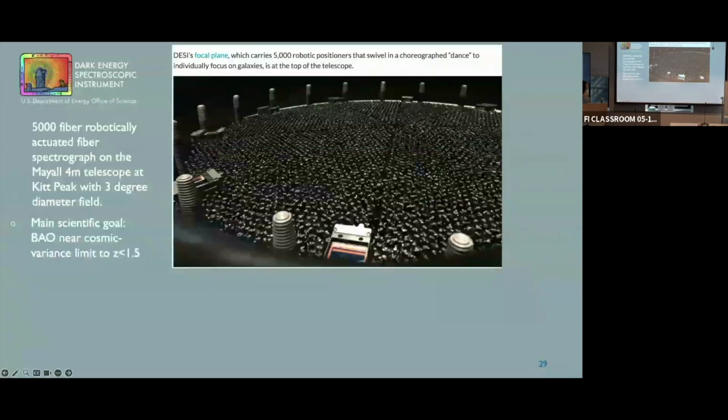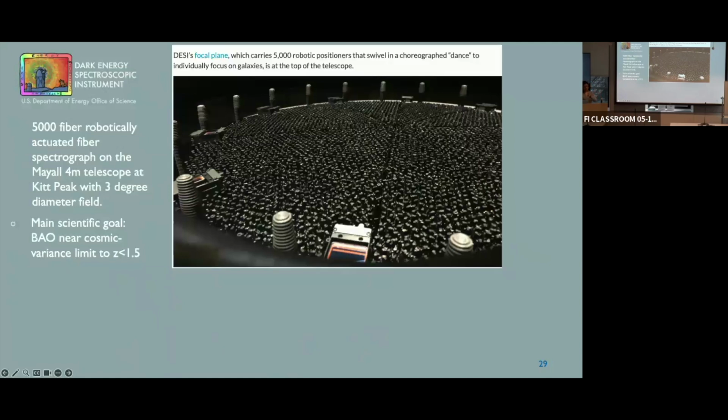So DESI, if you haven't heard of it, is this 5,000-fiber robotically actuated spectrograph on the Mayall 4-meter telescope with a 3-degree diameter field. And this is what the focal plane looks like. It's got these 5,000 fibers. If you look on YouTube for videos of these, you'll see them moving around, and they can reorient in less than a minute. And so DESI is extremely fast.